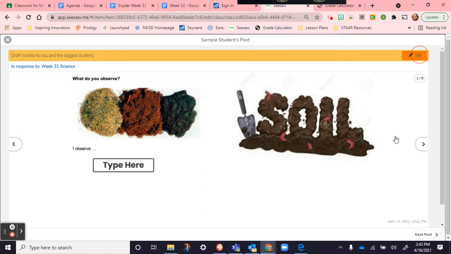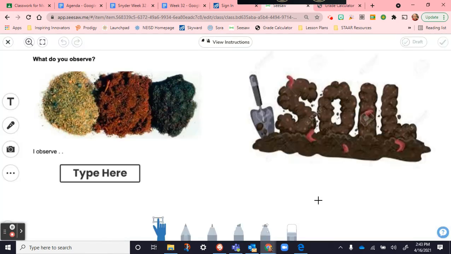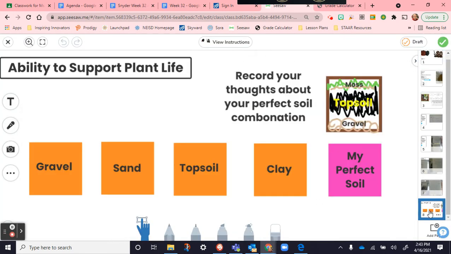All right, so today we were talking about the ability to support plant life, and we went to page 8, and we made 4 boxes that are one color, and we named them gravel, sand, topsoil, and clay. And then we made this 5th box, and we titled it My Perfect Soil. And so with these 4 on the left here, we planted rye seeds, and we've got those all in their little containers with the different soils with the seeds planted.